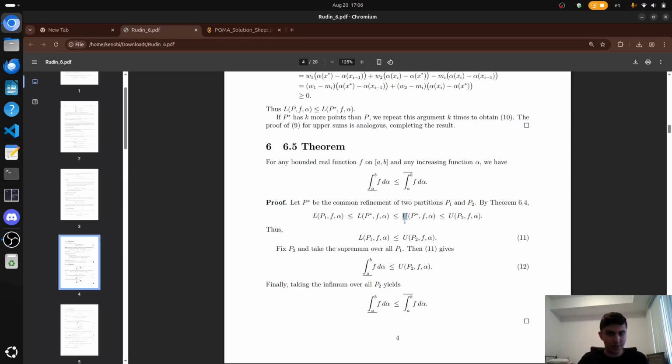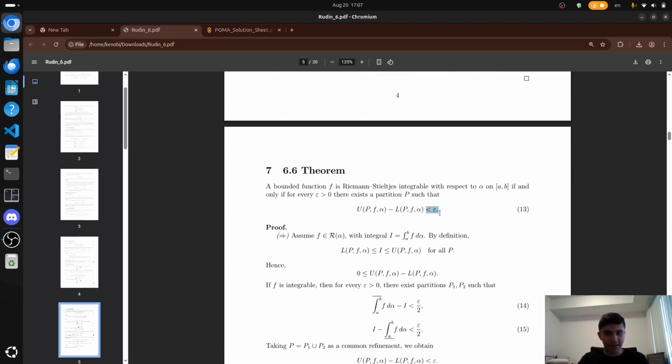So the upper integral minus the lower integral is less than or equal to U(P2, f, alpha) minus L(P1, f, alpha), and we know this is less than epsilon, which means that the lower and upper integral when you subtract them is less than epsilon. So you can just let epsilon go to 0, and you're going to get that the lower integral is the same thing as the upper integral, which means that f is in R(alpha).